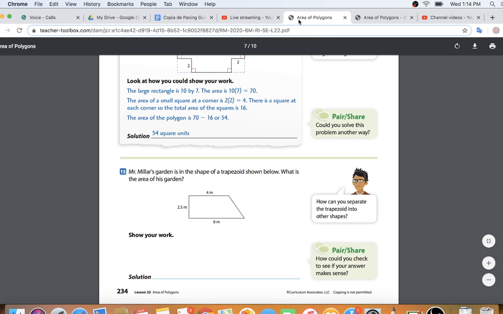Okay, for this one we're gonna do English first and then Spanish second.